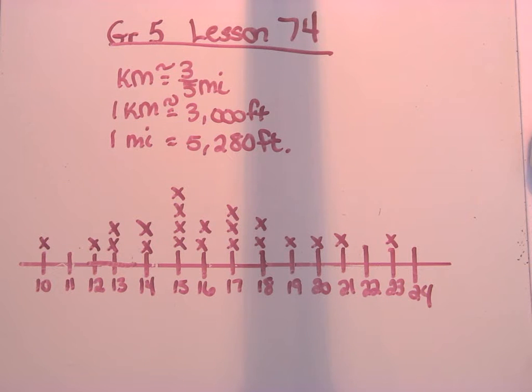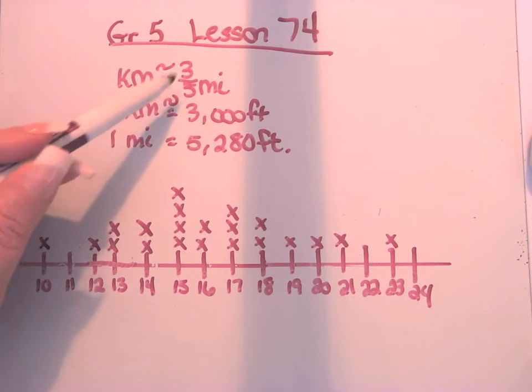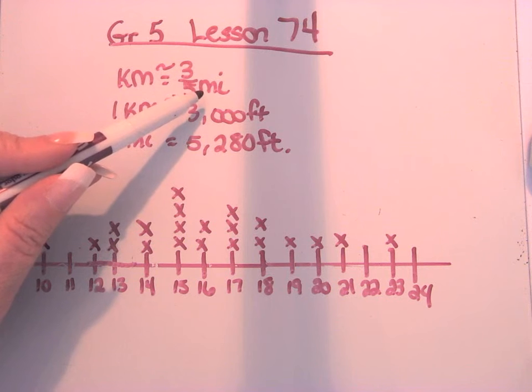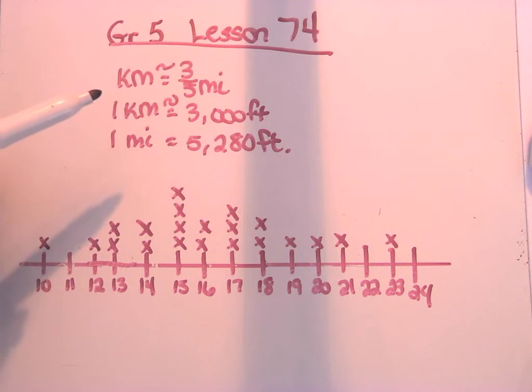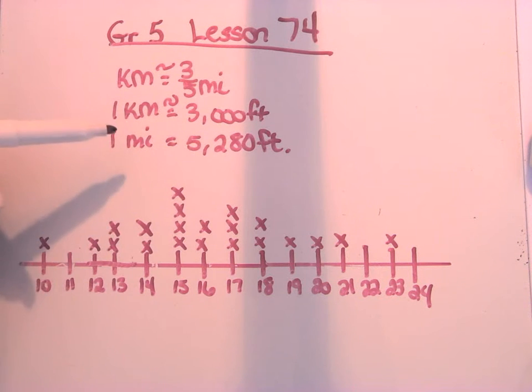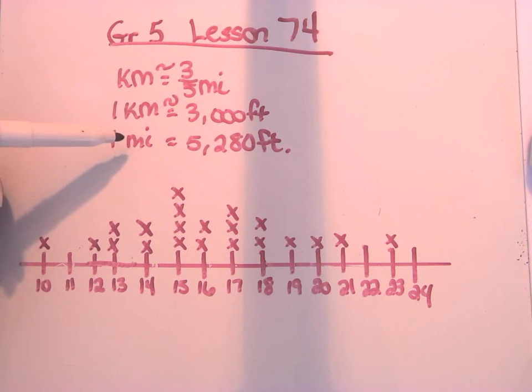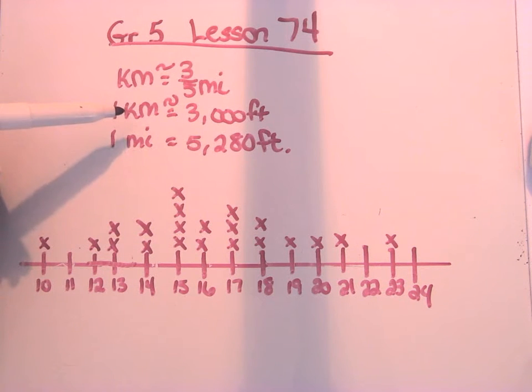And then the kilometer, kilo means 1,000, so we need 1,000 of those meters to equal that kilometer. Now I put up on the board here, as you can see, a kilometer is about 3/5 of a mile. What does that mean to us? Well, that means that a kilometer is about 3,000 feet, and a mile is actually 5,280 feet. So the mile is bigger than that kilometer.